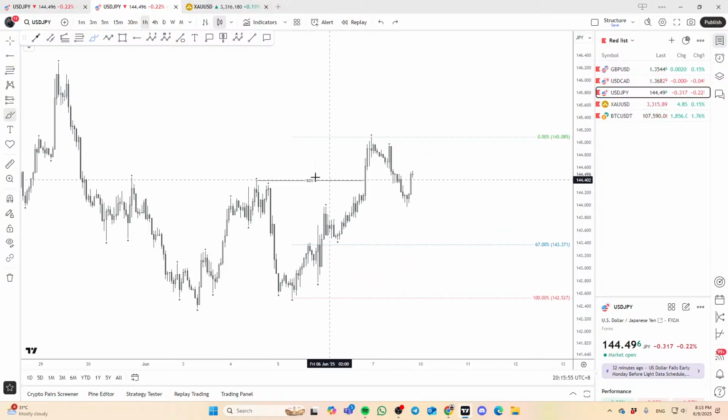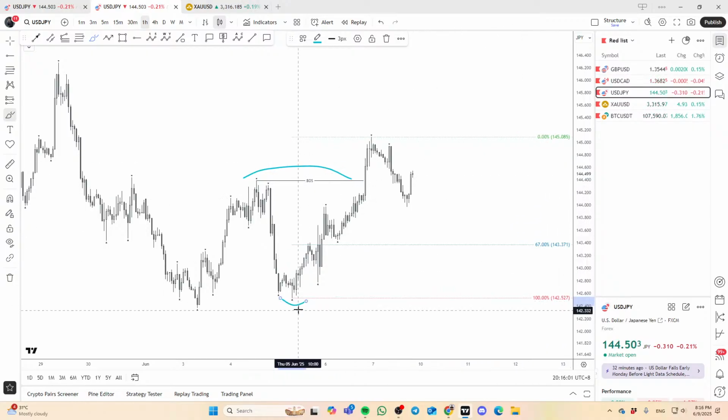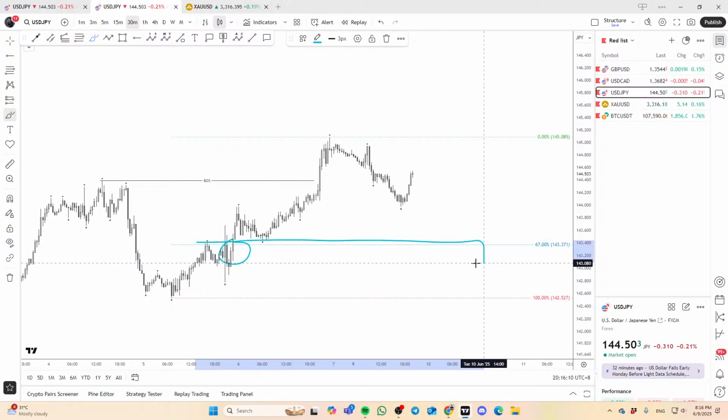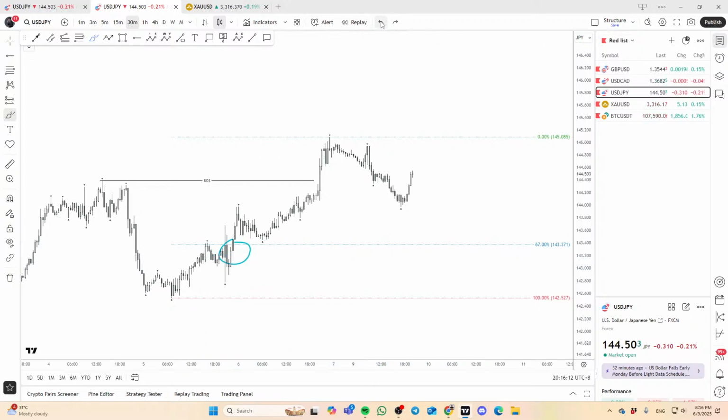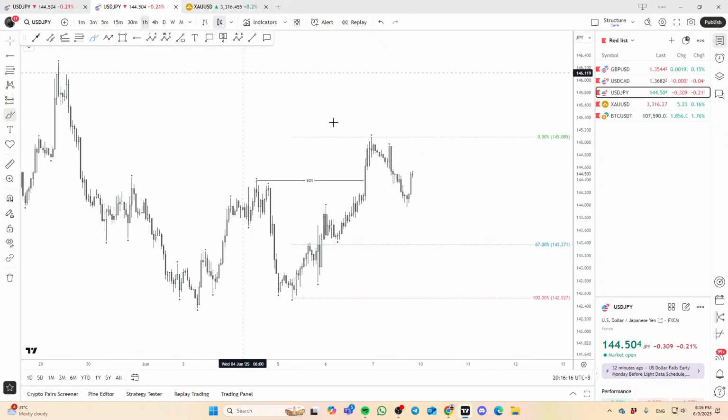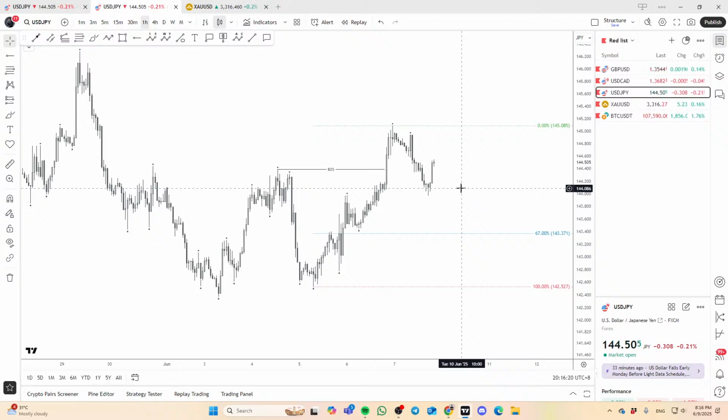Okay, so what we have is a clean break of structure. We have a clean swing low. Okay, we have some fibs. This pullback looks pretty clean as well. Everything is there, right? It's just this part is lacking. Okay. Now again, we don't need picture perfect setup conditions, right? Nothing's going to be perfect. It's all about probability. It's all about statistics.